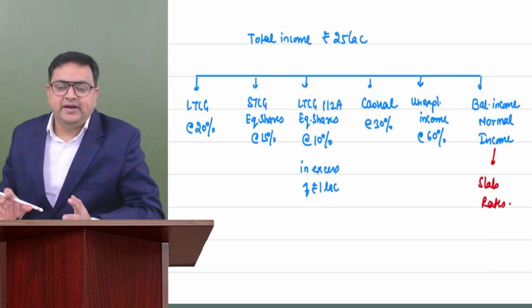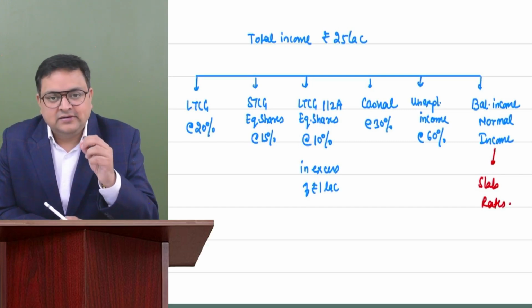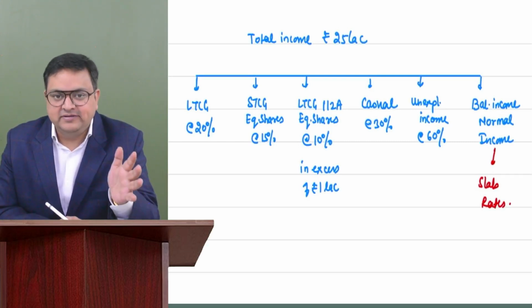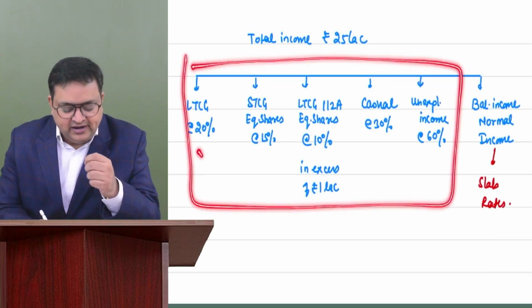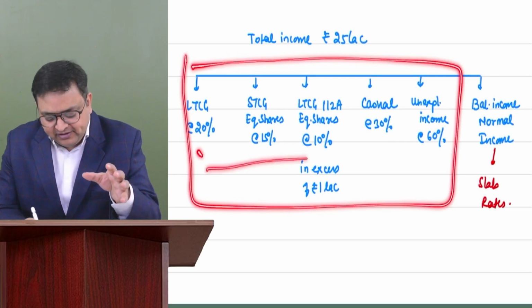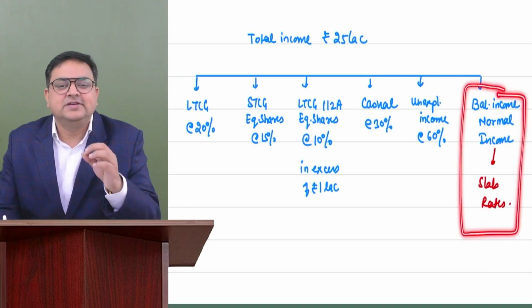Now, what are the slab rates? See, if your assessee is following either the default regime or has opted out from it and is following the optional regime, on this special income it would be the same. So LTCG 20% is the same in the default regime and in the optional regime. Everything will remain the same. Only the changes are here.